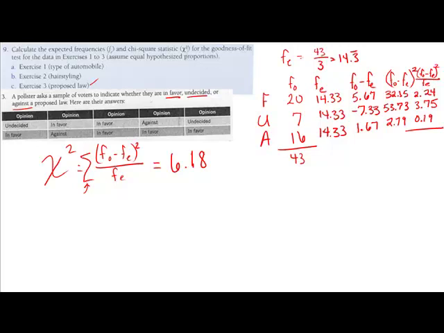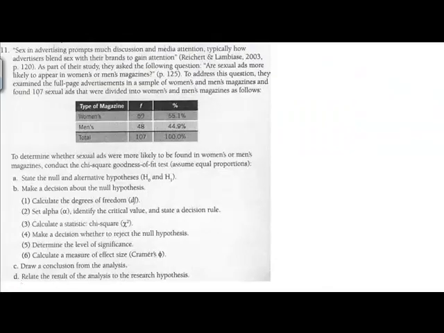All right, let's look at number 11. Sex in advertising prompts much discussion and media attention, particularly how advertisers blend sex with their brands to gain attention. As part of their study, they asked the following question: are sexual ads more likely to appear in women's or men's magazines? To address this question, they examined the full-page advertisements in a sample of magazines. They found 107 sexual ads divided into men's and women's magazines as follows: 59 sexual ads in women's magazines, 48 in men's magazines.